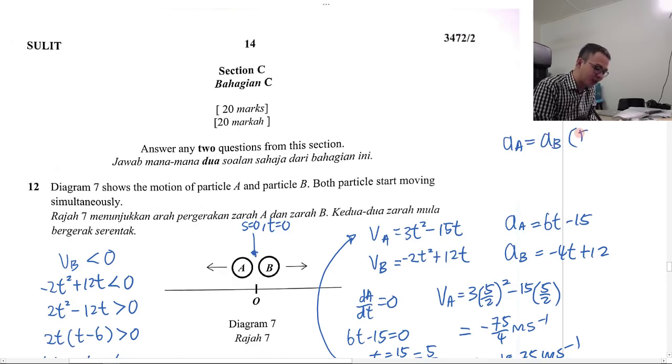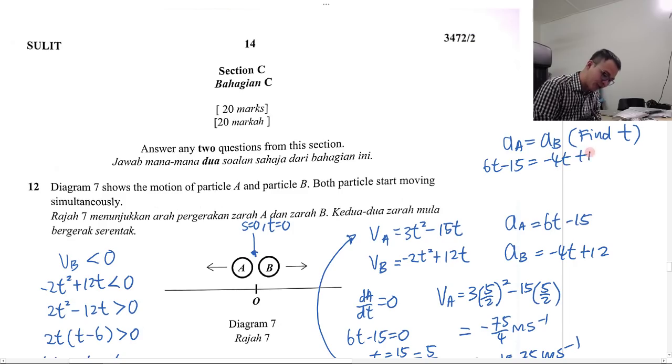The purpose of doing this is because I want to find the time first. Because after I find the time, then only I can find where the particle is, then I can find the distance. There are a lot of steps, right? That's why they give you a lot of marks. So 6t minus 15 equals negative 4t plus 12. So I got 10t equals 27, t equals 2.7.